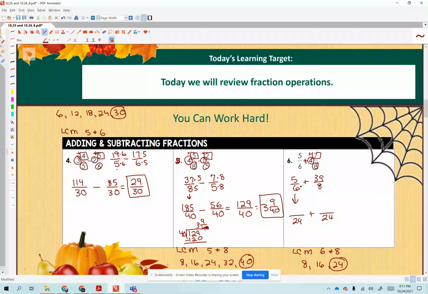So 6 times 4 is 24. 5 times 4 is 20. 8 times 3 is 24. 39 times 3 is 117. So with our denominator of 24, we simply add 20 plus 117, which equals 137.